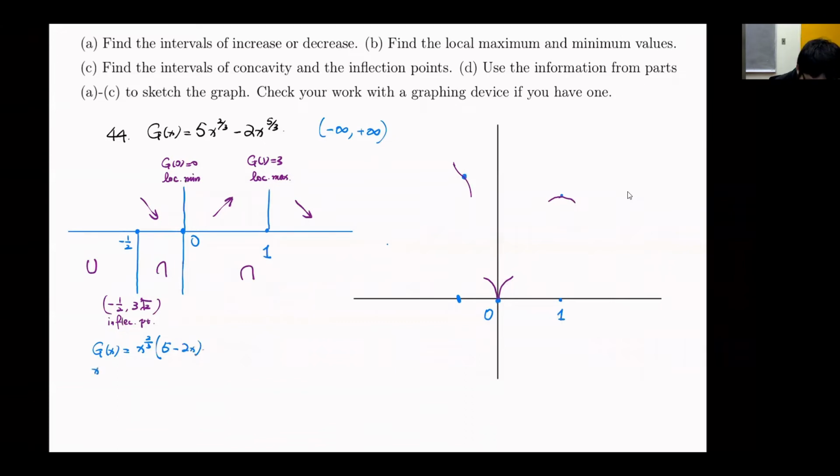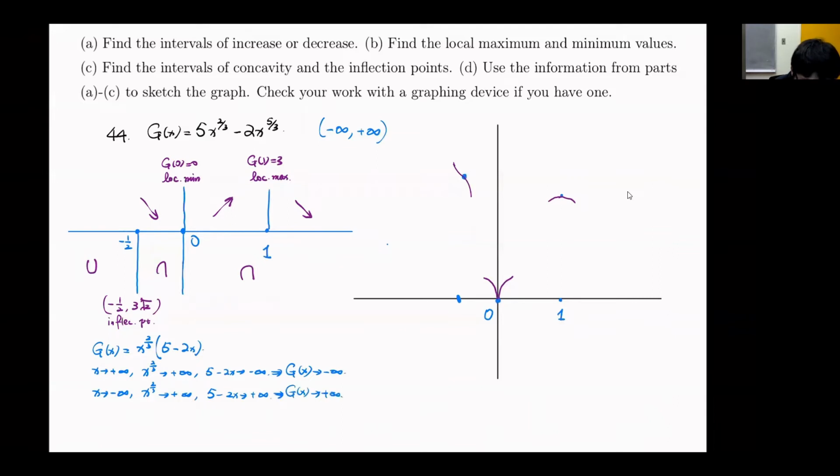If x gets positively large, the first factor x to the 2/3 gets large, but 5 minus 2x gets negatively large. So a positively large number times a negatively large number means that g of x will be negatively large. On the other hand, if x gets negatively large, x to the 2/3 still approaches positive infinity, and 5 minus 2x now approaches positive infinity as well. So g of x gets positively large.